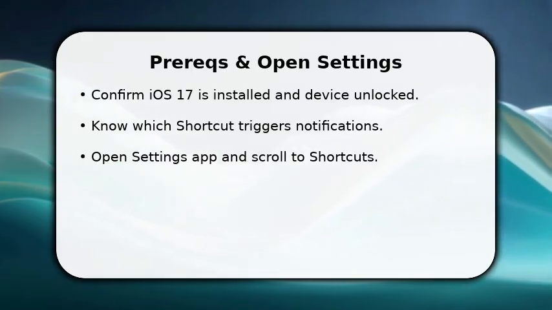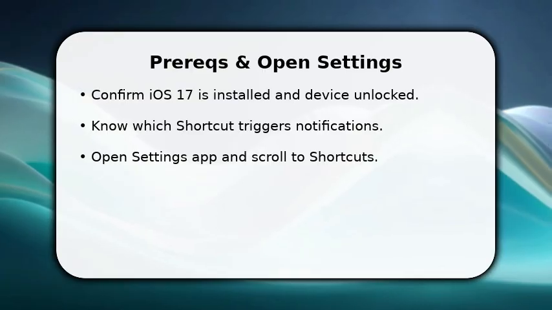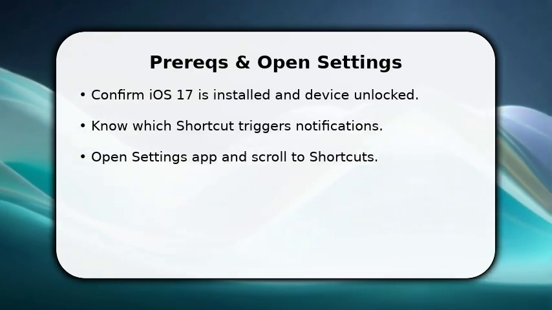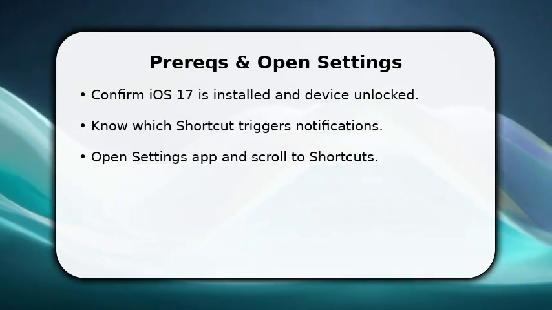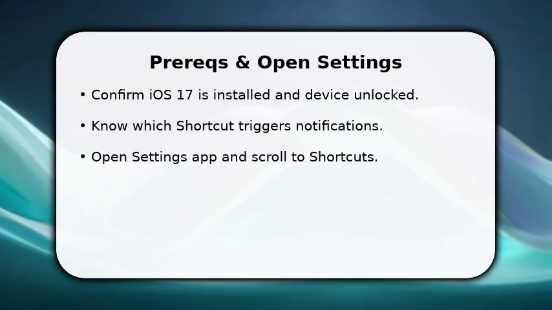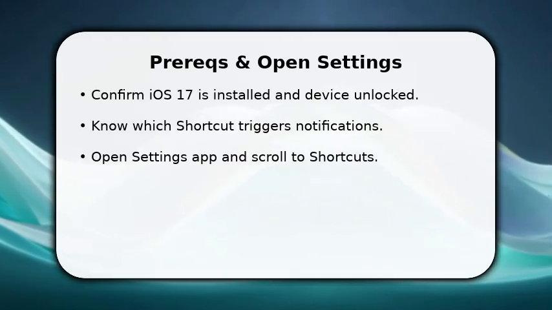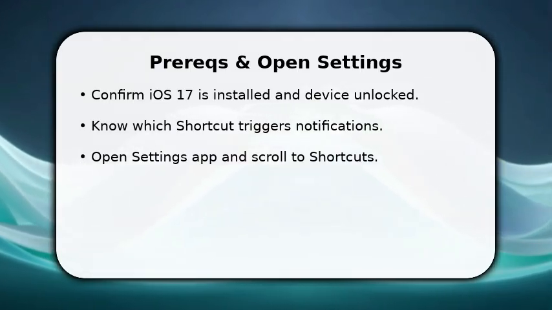Now open Settings and scroll to Shortcuts. This is where notification permissions live. Make sure Shortcuts has permission toggles visible. If not, you may need to update. These first steps get you directly into the right system panel, so you can change behavior rather than guessing.